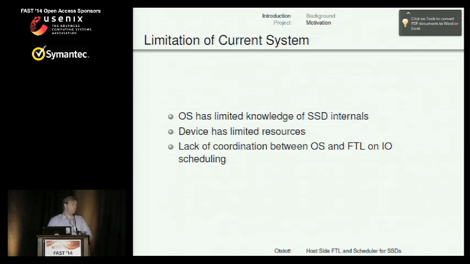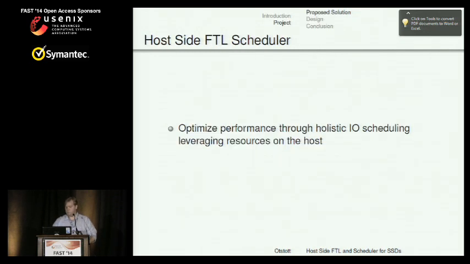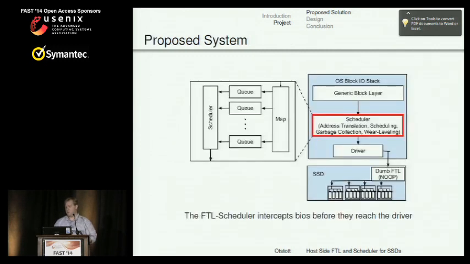Meanwhile, the device has very limited resources. It might have a small processor, very little memory, a very small cache. So this limits the intelligence that it can implement as far as scheduling algorithms. Also, there's no coordination, so there's no way for these two to share any sort of knowledge as far as workload or ongoing operation. So the solution that we've proposed is to optimize I/O performance through a sort of teamwork, holistic approach where we can combine the power of the OS and the host machine with the knowledge of the FTL. So this is what we want our architecture diagram to look like.